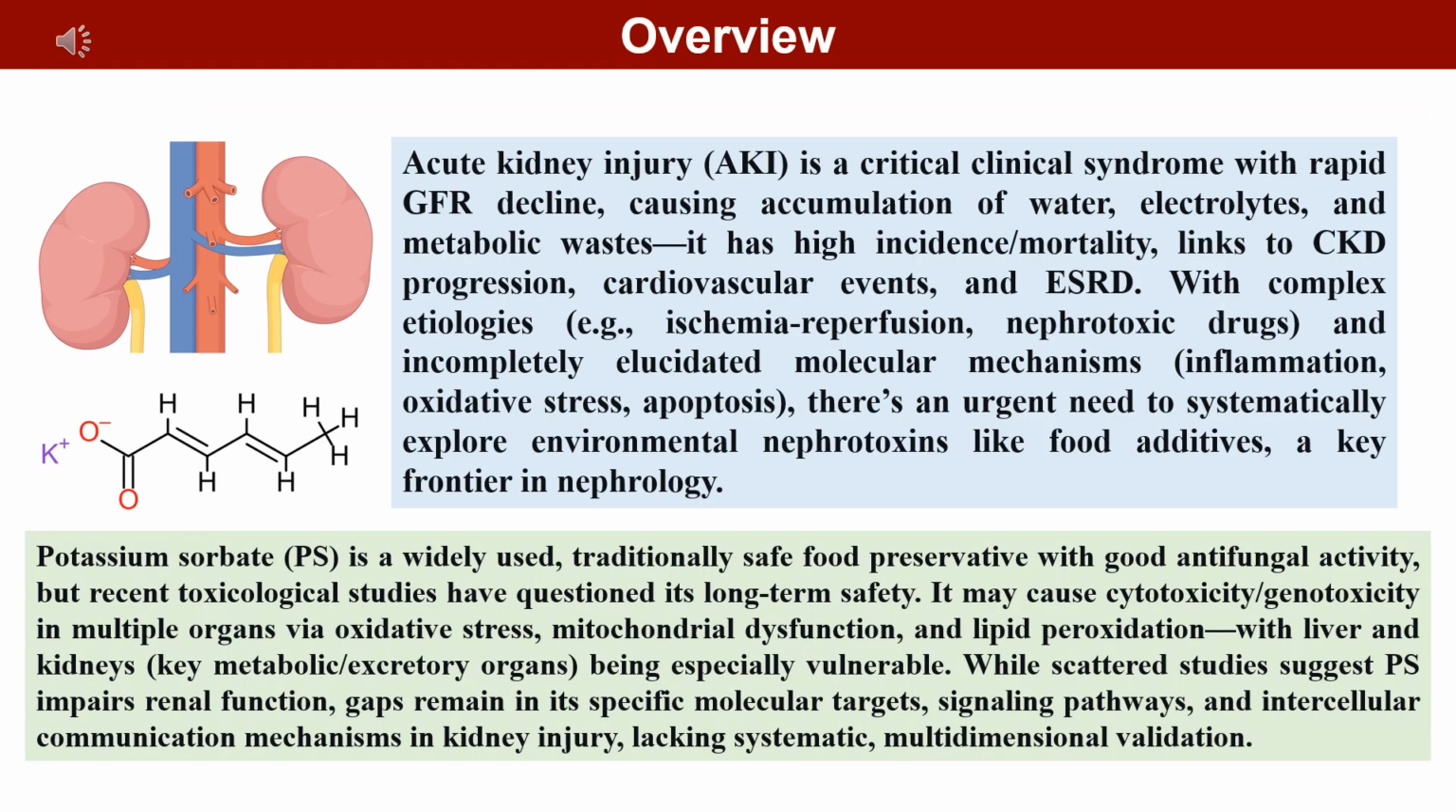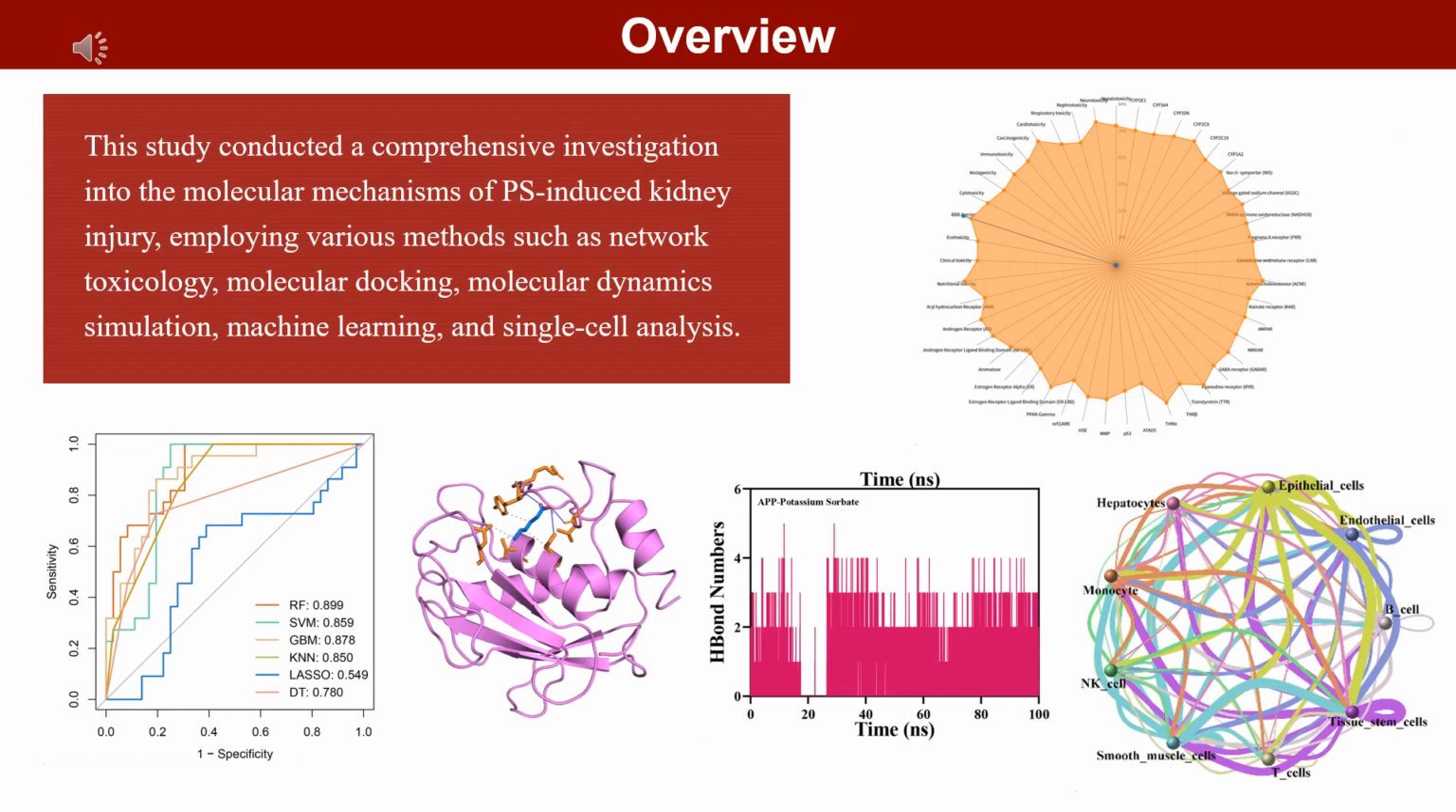Acute kidney injury, AKI, is a clinically important syndrome with high mortality and may progress to chronic kidney disease. Potassium sorbate, PS, is a commonly used and highly safe food preservative, but it is a potential risk factor for AKI, and its nephrotoxic mechanism, especially the mechanism related to AKI onset, has not been clearly elucidated. This study conducted a comprehensive investigation into the molecular mechanisms of PS-induced kidney injury, employing various methods such as network toxicology, molecular docking, molecular dynamic simulation, machine learning, and single-cell analysis.